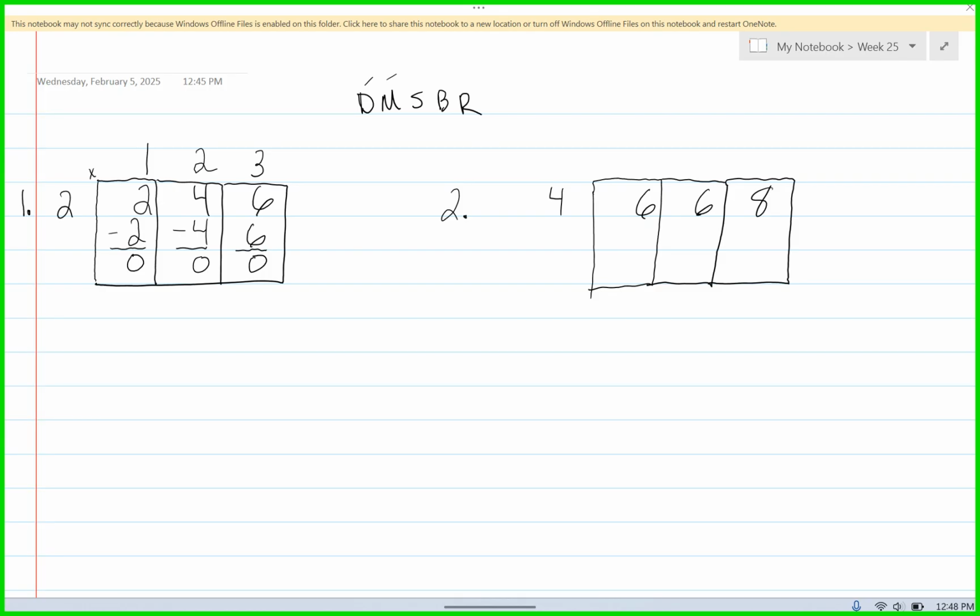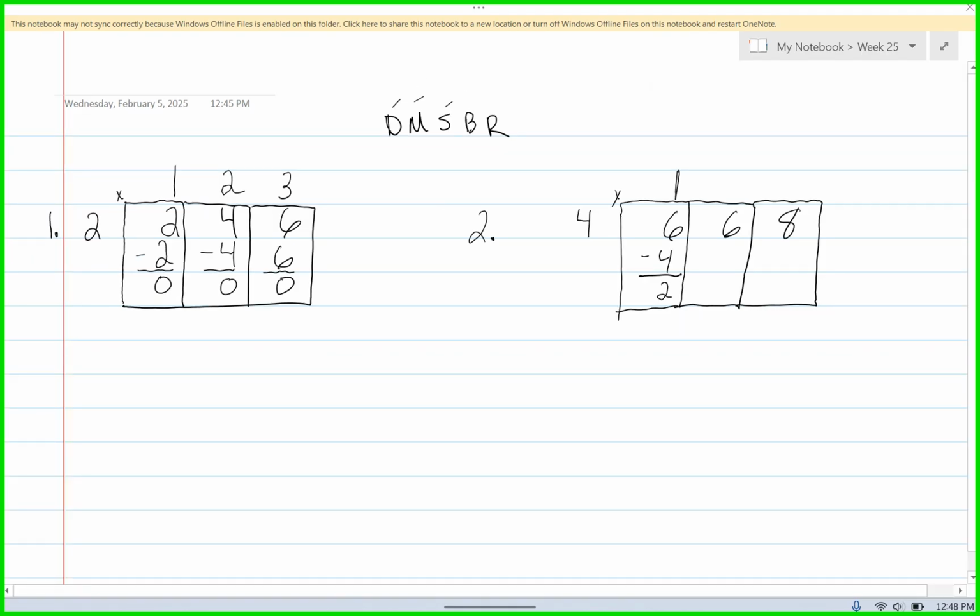Can 4 go into 6? Yeah, it can. Jimmy, you walk me through it. What times 4 will get us close to 6 without going over? It can't be 2 because that's 8, so it's 1. So now we're going to do 1 times 4 is 4. Okay. We got to subtract now. 6 take away 4 is? Now, this is the part where it would be bring down, but we're just going to call this bring over, right? So we're going to bring that 2 over. And our new division problem is 26 divided by 4.